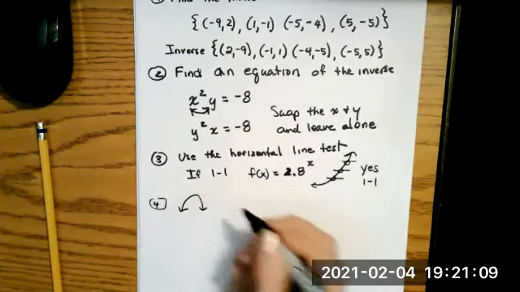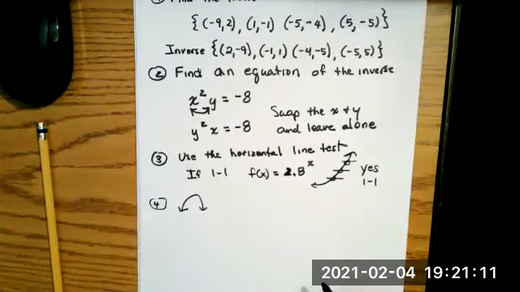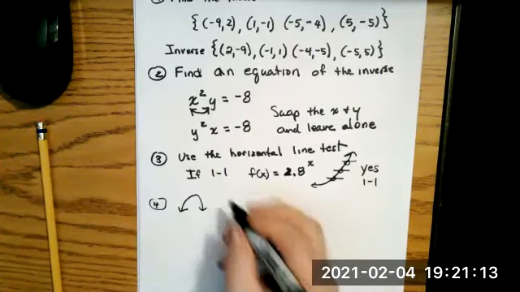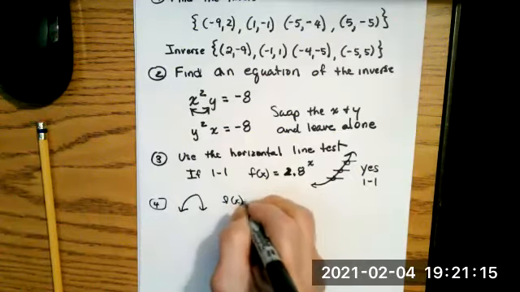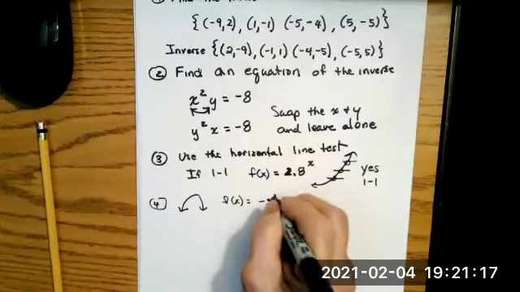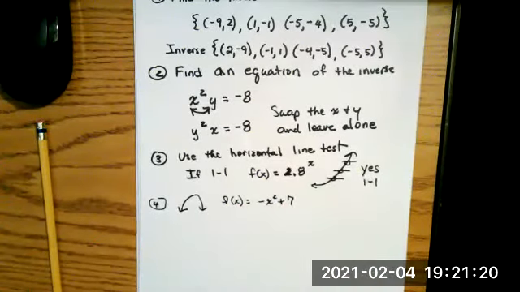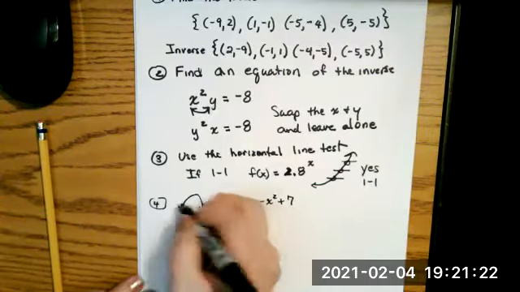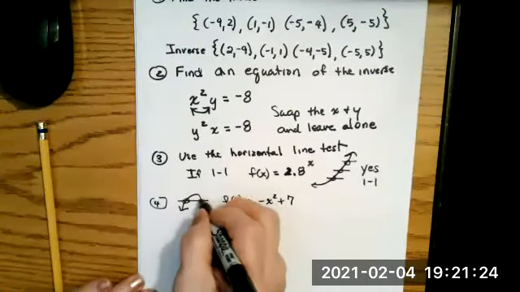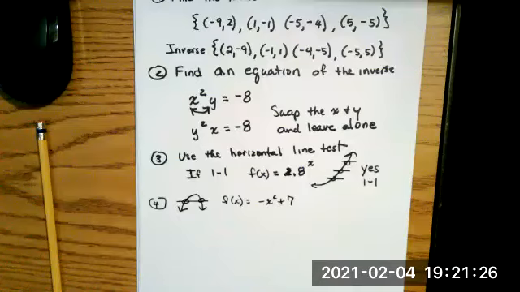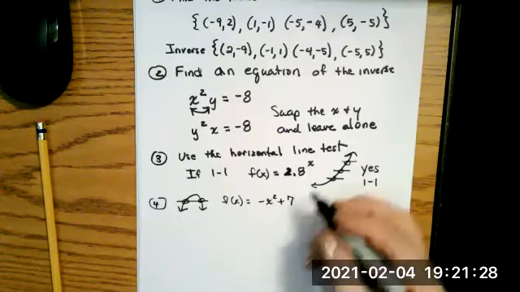Then number 4 looks like this. It's an upside down parabola. So what would you say about that? They actually give you the equation. It's -x² plus 7. No. It's no, because if you drew a horizontal line on it, you would get crossing in 2 places. So this is not.